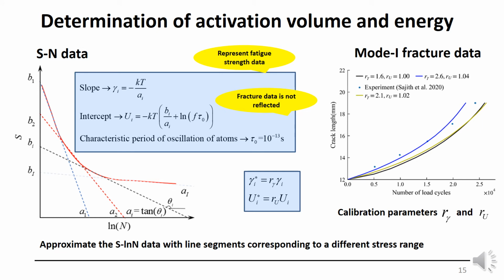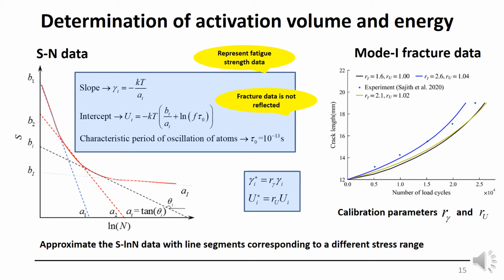So how do we determine the activation volume and the activation energy? It comes from the S-N data. We approximate the S-N data with line segments corresponding to different stress states. The slope of that line segment is going to give you the activation volume. The intercept is the activation energy. And this only represents the fatigue data. It's the strength data, so the fracture data is not reflected in this.